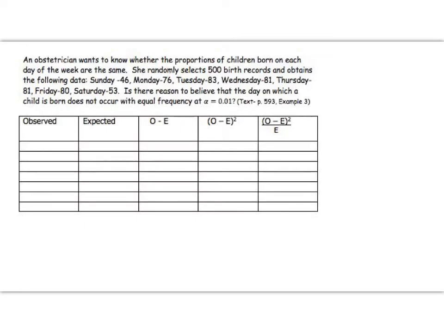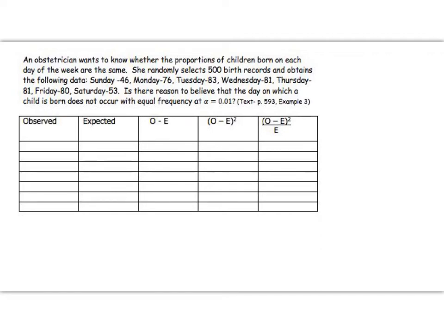All right, so let's get to an example. An obstetrician wants to know whether the proportions of babies born on each day of the week are the same. She randomly selects 500 births and obtains the following data. Sunday, there were 46 births. Monday there were 76, Tuesday 83, Wednesday 81, Thursday 81, and Friday 80, and finally on Saturday there were 53. Is there reason to believe that the day on which a child is born does not occur with equal frequency at the 1% significance level?